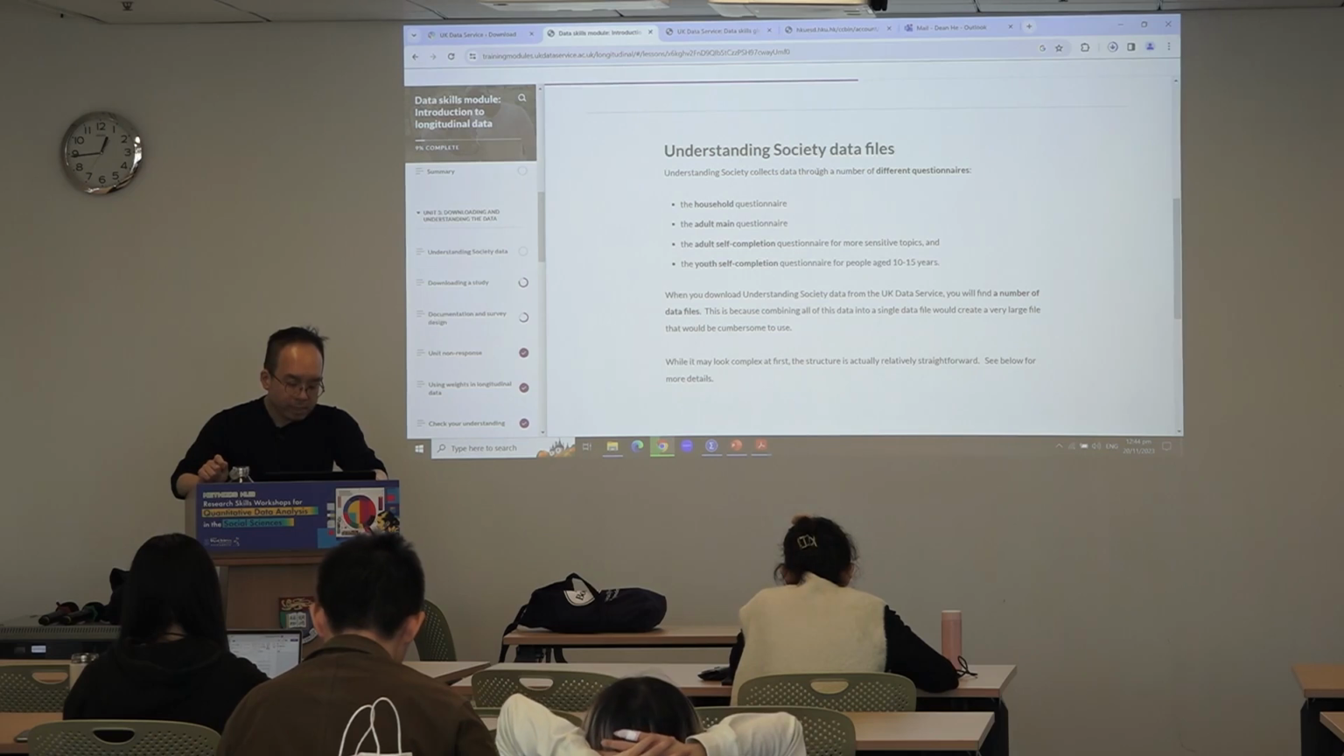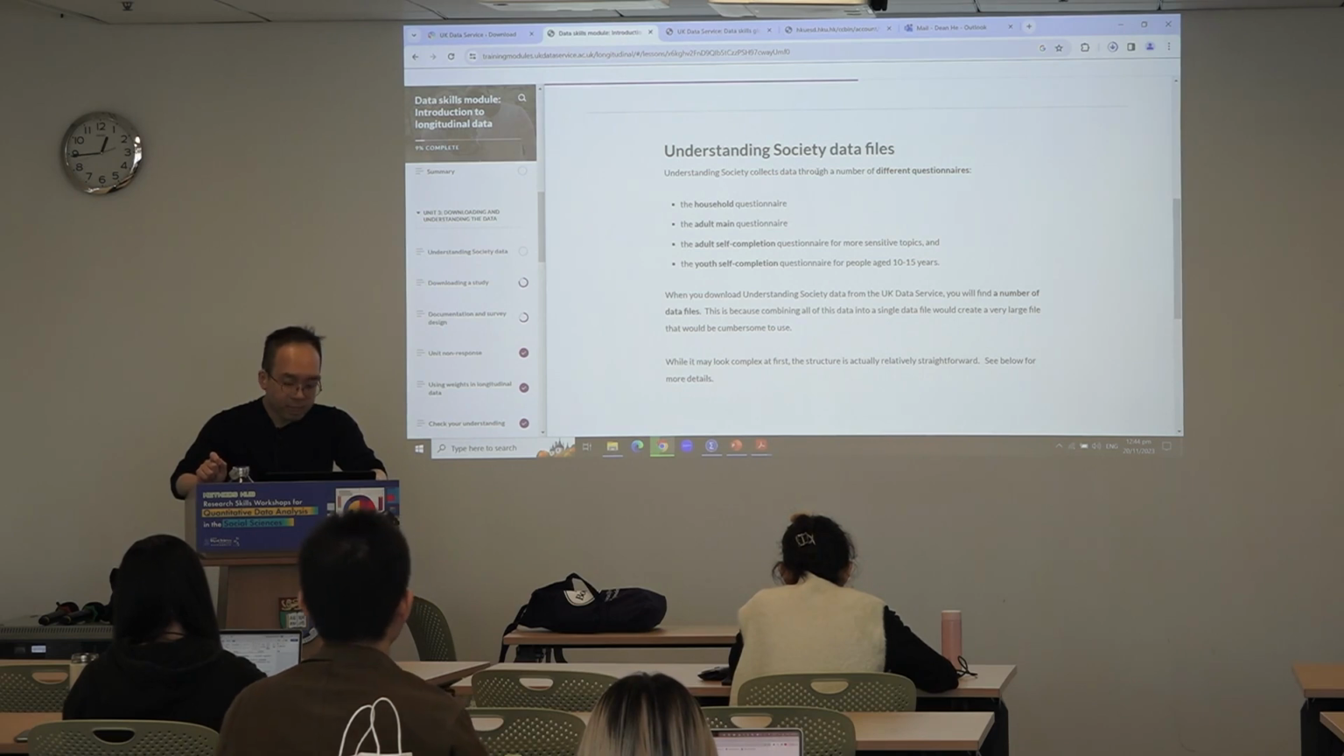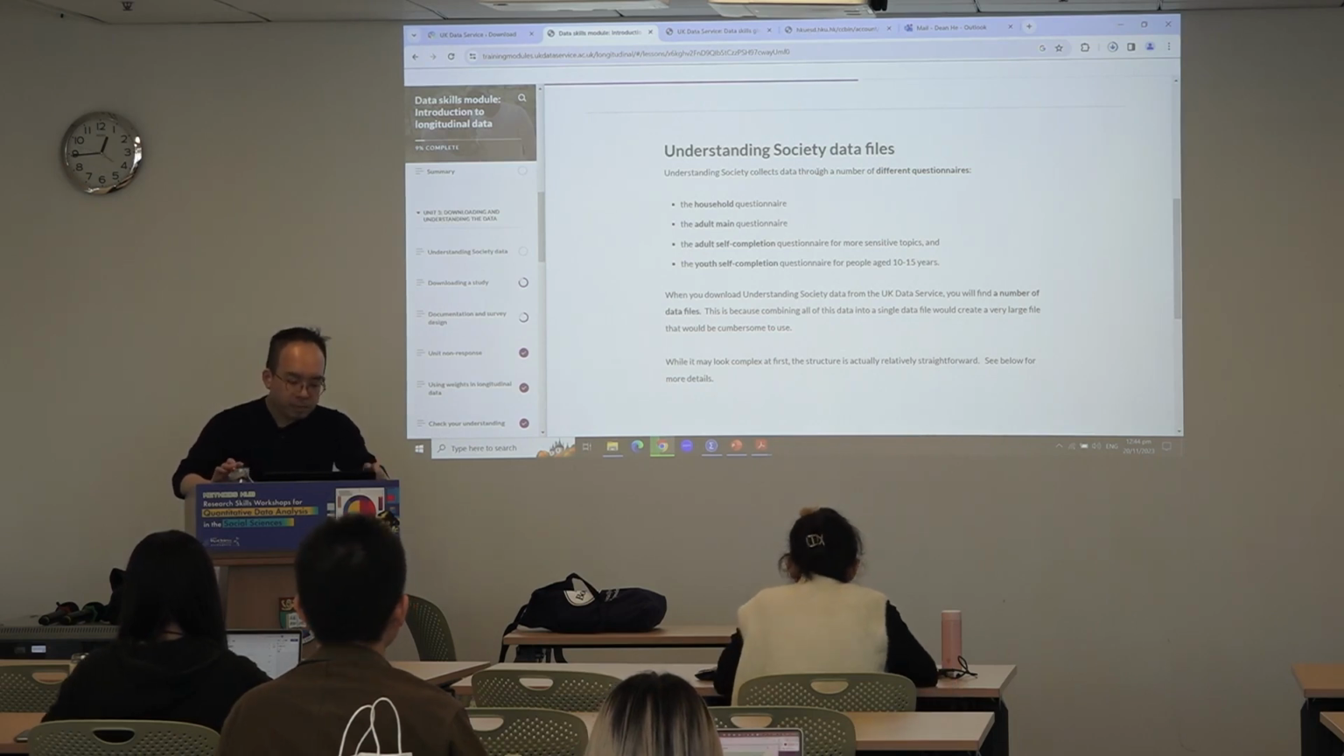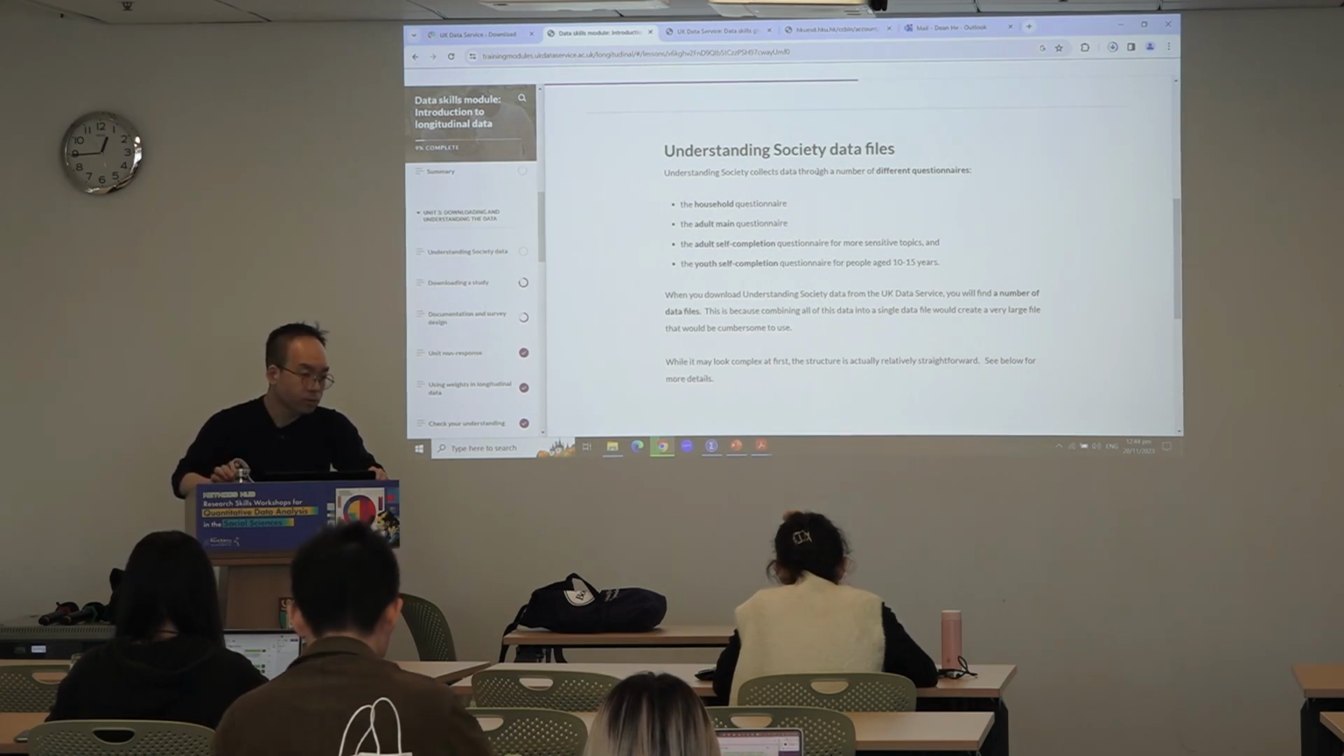When you download the data set from the UK Data Service, you'll find a number of data files. This is what we are doing right now. Let's see if we can get to the destination during this class time, so we can do more with it. If not, we don't have to worry about it. This is because combining all of this data into a single data file would create a very large file that would be cumbersome to use, also confusing.